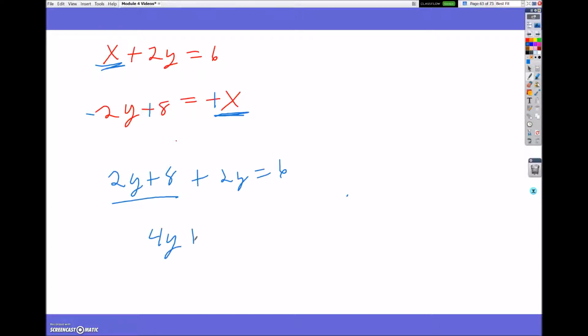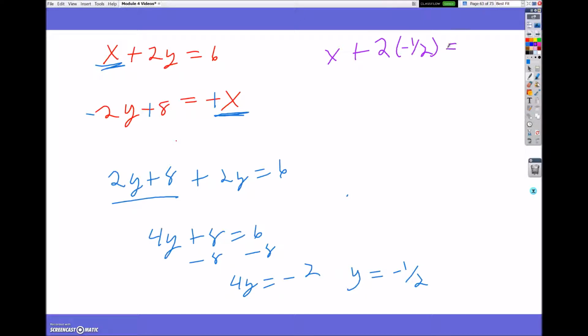This will give me 4y plus 8 equals 6. When I minus 8 on both sides, I'm going to have 4y equals negative 2, which means y is going to equal negative 1/2. Okay, so now that I know that y equals negative 1/2, I'm going to choose one of those two equations, and I'll just go ahead and plug it in the top one. I'll do that in purple. That is going to be x plus 2 times negative 1/2 is equal to 6. This will be x plus negative 1 equals 6, which means x is equal to 7. So that means it's going to be 7 comma negative 1/2 is my ordered pair.